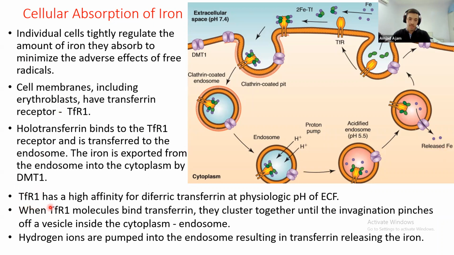Here again, the transferrin receptor has high affinity for the diferric transferrin. Right here, when the receptor 1 molecules bind transferrin, they will cluster together, and then this endosome will pinch off from the plasma membrane. It will go into the cell and form an endosome, and then the hydrogen ions will be pumped into the endosome. So the transferrin will release this iron, and then the iron will move to the cytoplasm through the DMT1.